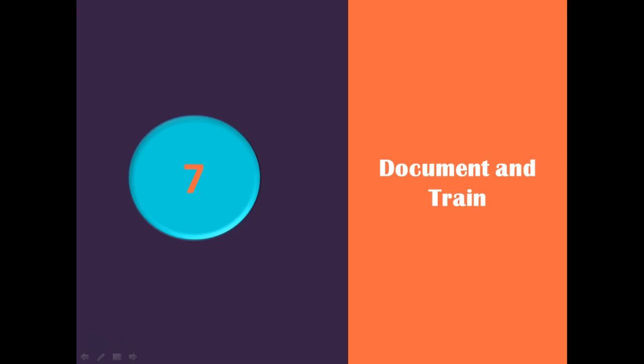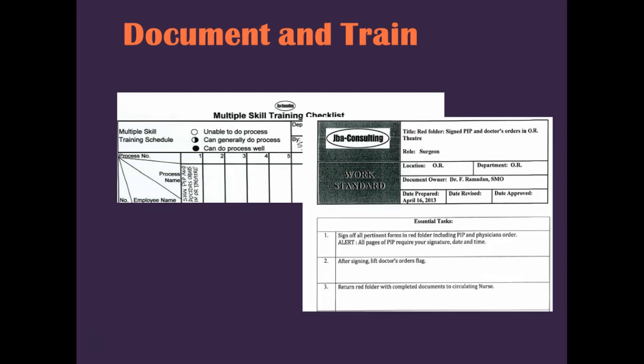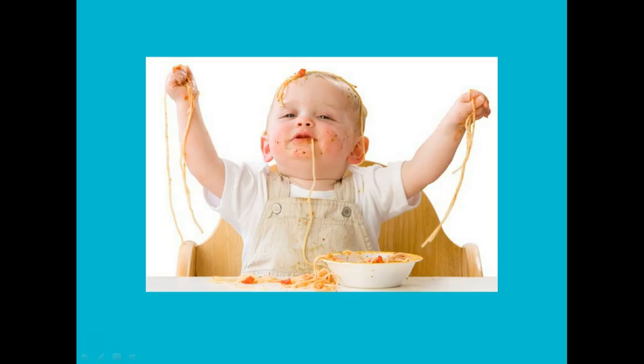The next step is to document and train the affected staff. The new process was documented in a work standard, and staff were trained accordingly on the new process. So dive in and have fun using spaghetti diagrams.